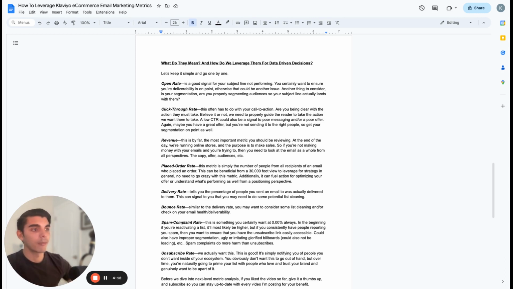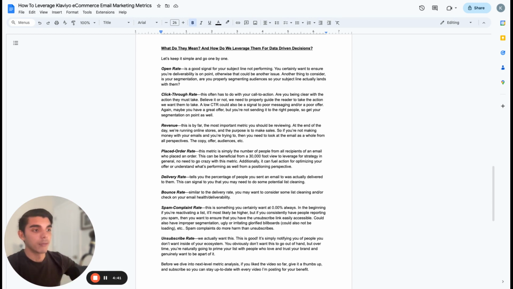Now, place order rate. This is a metric that simply tells you the number of people from all the recipients of an email who placed an order. This can be beneficial from a 30,000 foot view to leverage for strategy in general. No need to go crazy with this metric. Additionally, it can fuel action for optimizing your offer or for you to understand what's performing well from a positioning perspective.